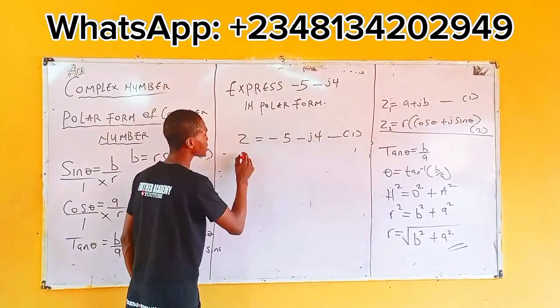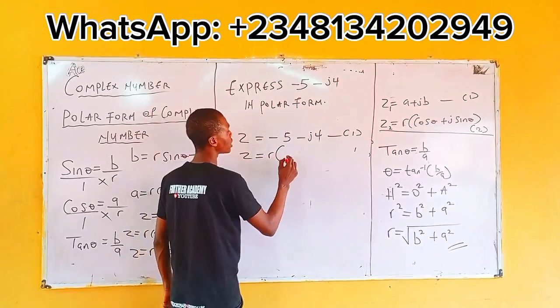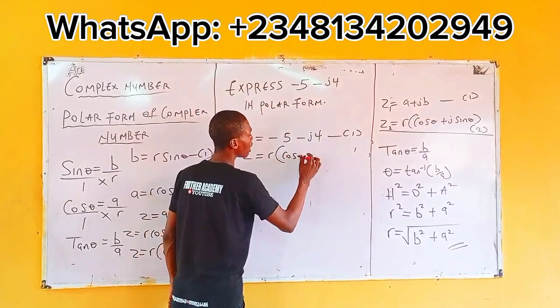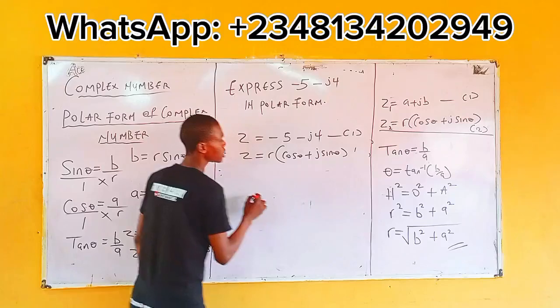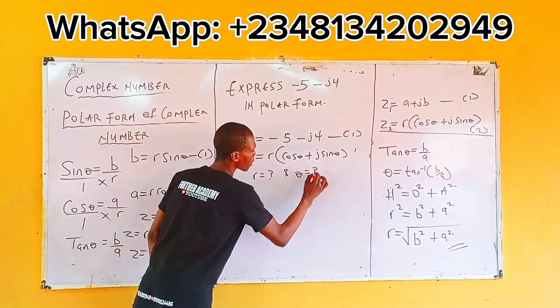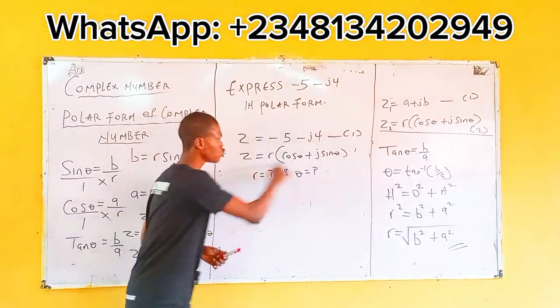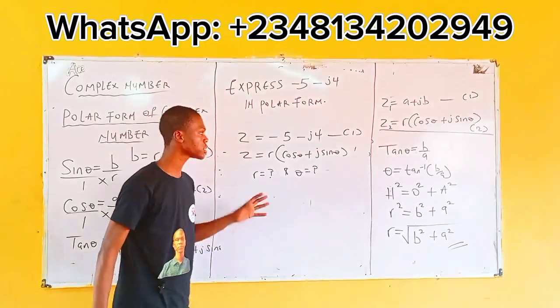Then case 2 says that the polar form z is equal to what? r into bracket cos theta plus j sin theta. That is, you need r and you need theta. By the time you know r and theta, you do substitution. True or false? True.